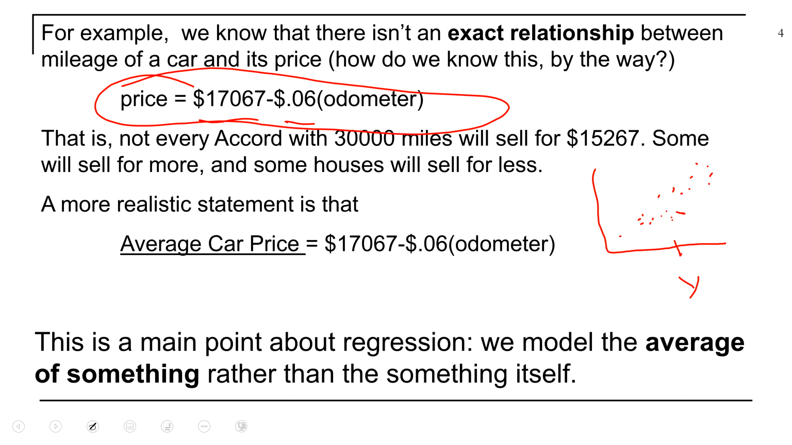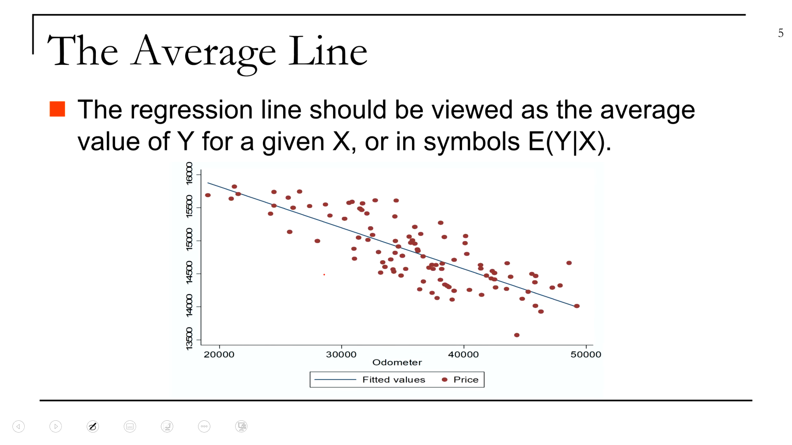How do you interpret this, first of all? Well, in regression, we actually say what we're modeling is the average car price. In regression, we're modeling the average value of y as a function of x. So we would interpret this not as price is 17,067 minus 0.06 odometer. That's an exact relationship. We would interpret it as the average car price is 17,067 minus 0.06 odometer. And that's what we're doing in regression. We're modeling the average value of y as a function of x.